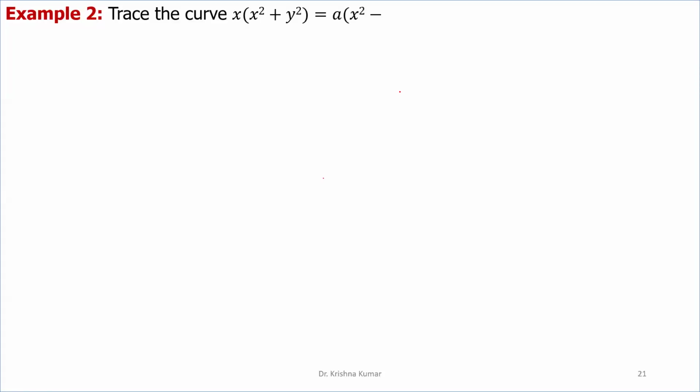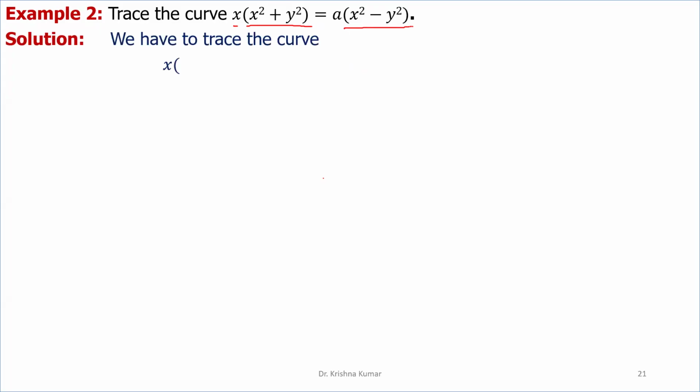In this lecture, we trace the curve x times (x square plus y square) equal to a times (x square minus y square). We have to trace the curve x(x square plus y square) equals a(x square minus y square). Let us just simplify it.